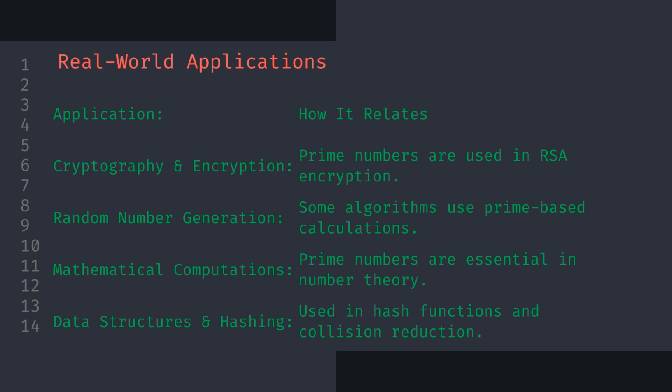Prime numbers play a crucial role in modern computing, encryption, and cryptography. They are fundamental in securing online transactions, optimizing algorithms, and designing efficient data structures.